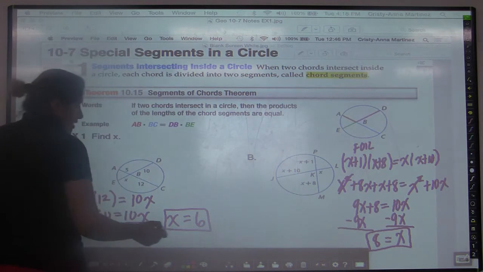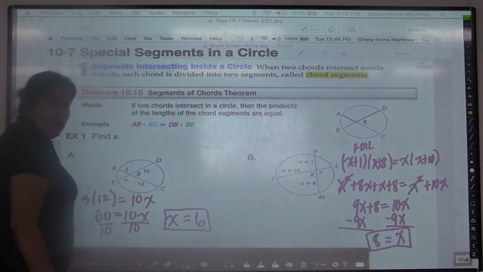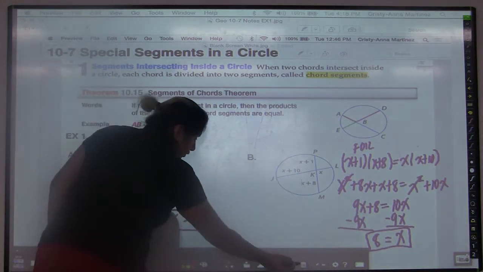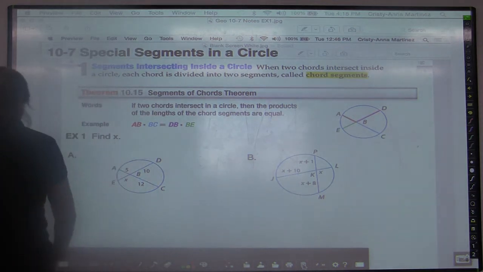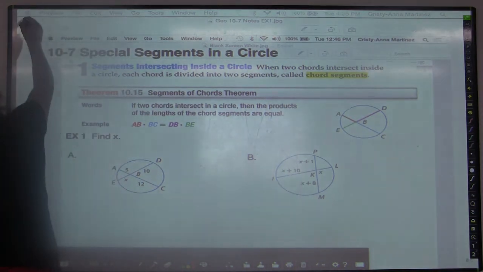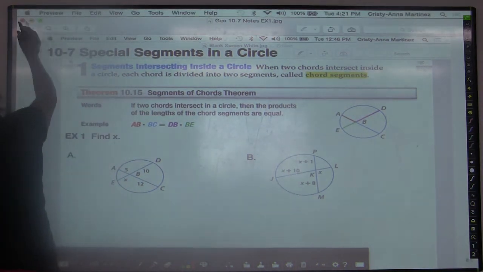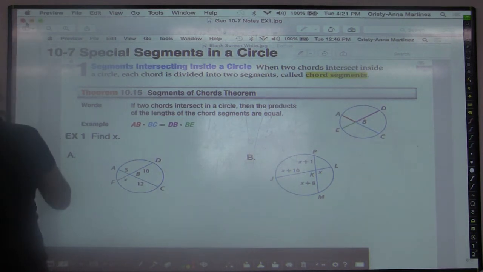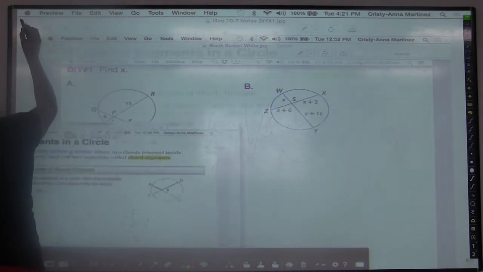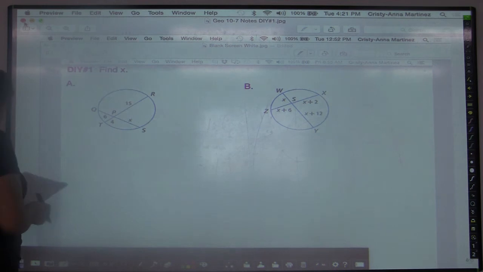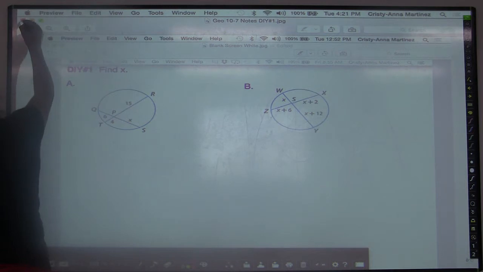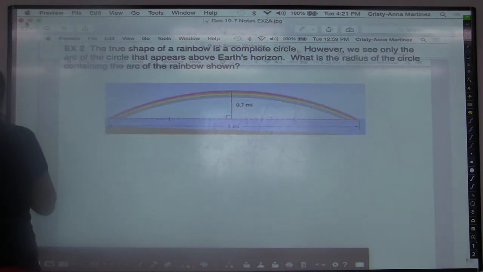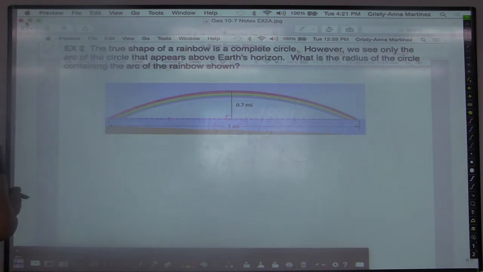So now we're going to have you try. Get out of the way there if you wanted to copy that down. We're going to go to our first do-it-yourself question here. That's do-it-yourself number 1. And then we're going to go to example 2, which is using the same theorem, but in a little bit of a different way.